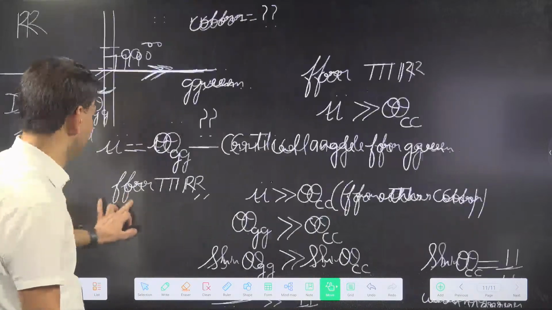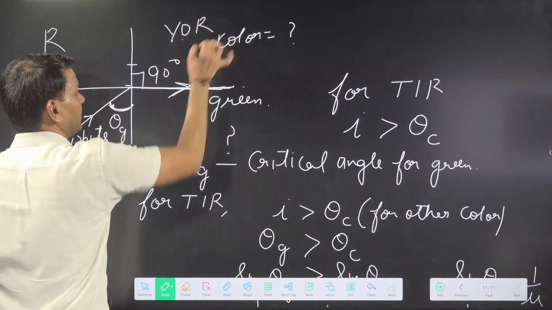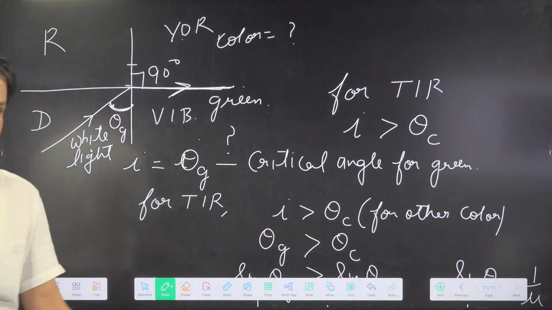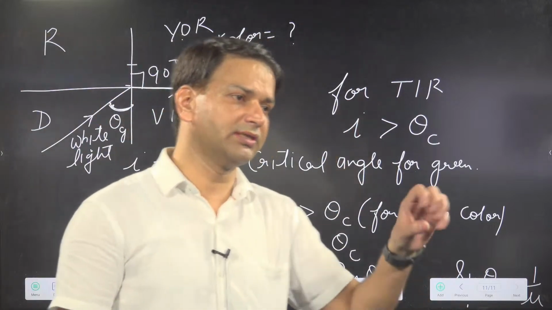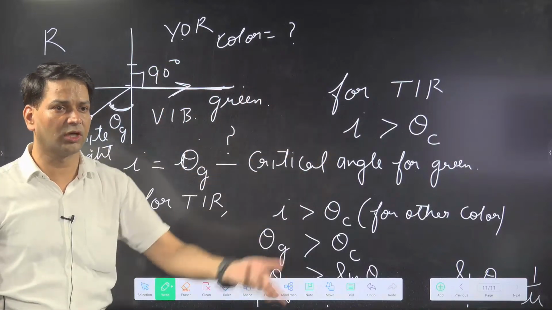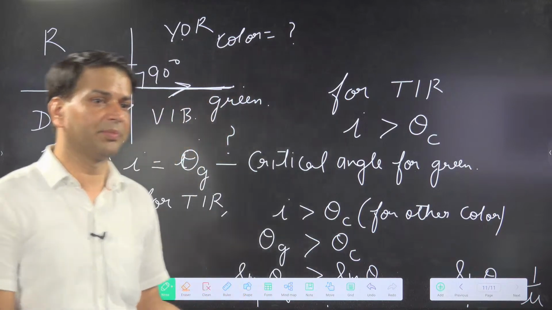So that's why here we will get the YOR and here we will get the VIB. Okay. This question they can ask in the prism also. They can ask it on the plane surface. As I already said, in the prism they asked it in 2019 or 21 in JEE Main. So that type of question they can repeat. Okay.